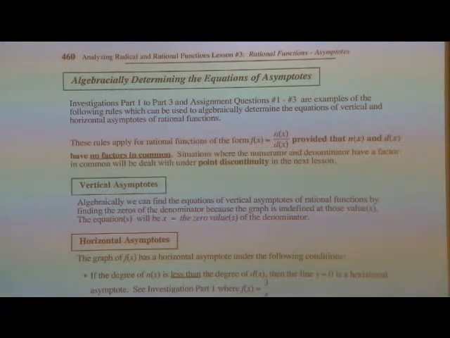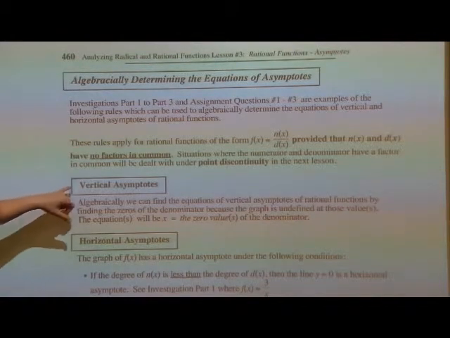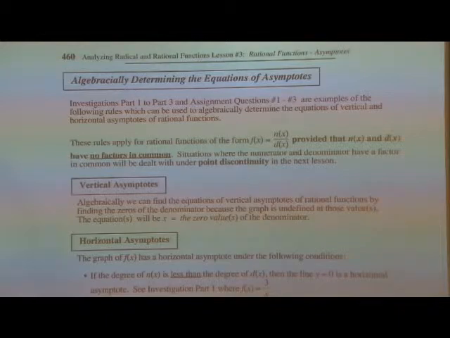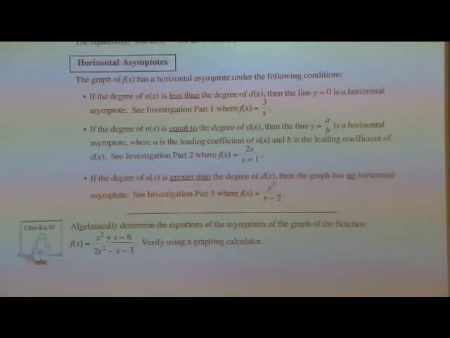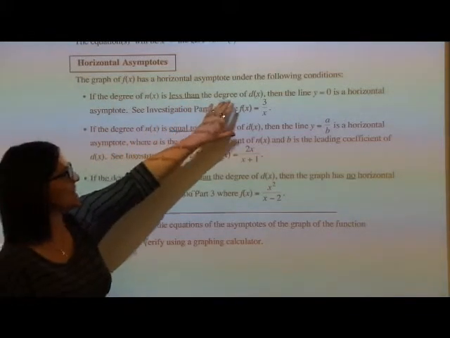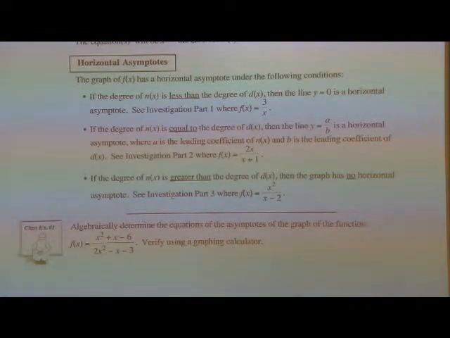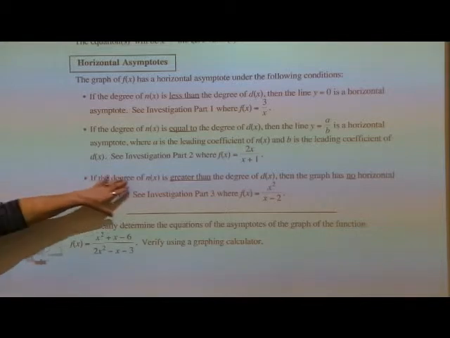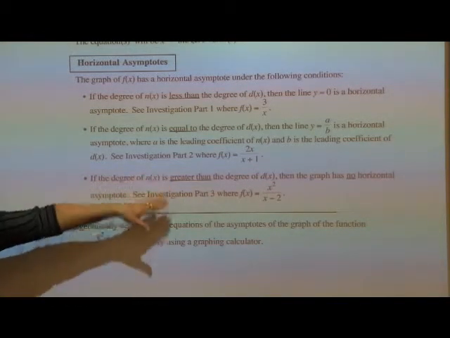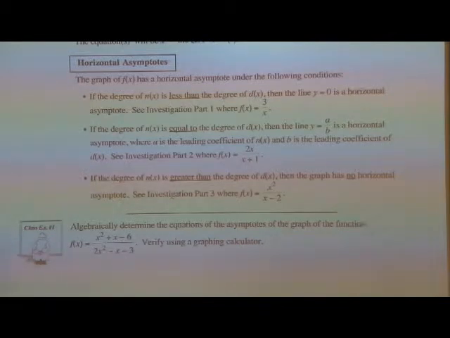Now, if there are no common factors to the numerator and the denominator, we can determine the horizontal asymptotes based on one of 3 patterns. The 3 patterns have to do with the degree of the top compared to the degree of the bottom. If the degree of the numerator is less than the denominator, the horizontal asymptote will always be the x-axis. When the numerator is greater than the denominator, I don't have a horizontal asymptote. That's when I'm in that no man's land.